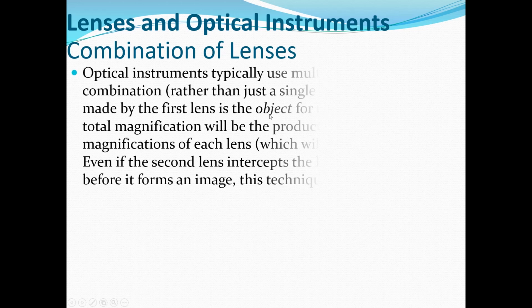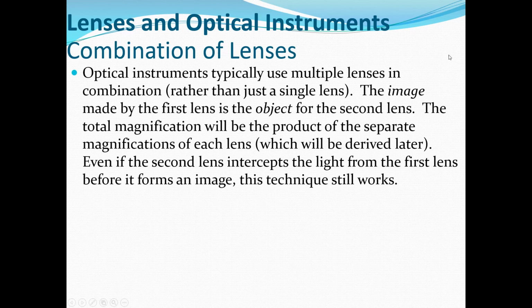Now, with a combination lens, what ends up happening is that we'll create an image from the first lens that will act as the object for the second lens. Some other things we're going to find out is that the total magnification of the entire combination will end up being the product of the separate magnifications. So each lens you have, the magnification is just going to be multiplied by that one. And we'll show how it's derived a little bit later.